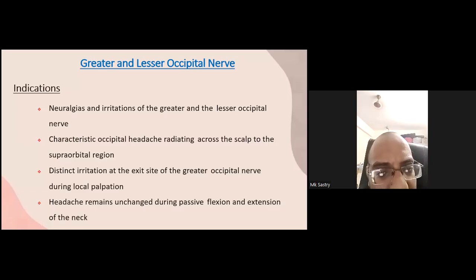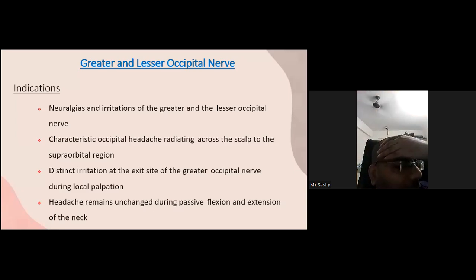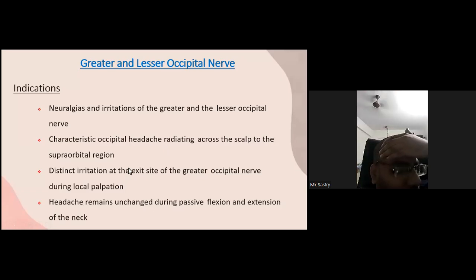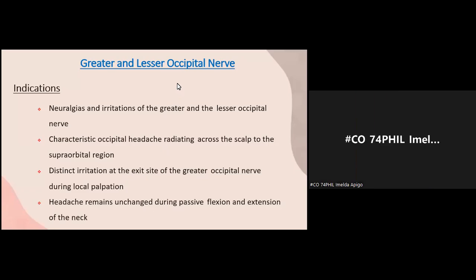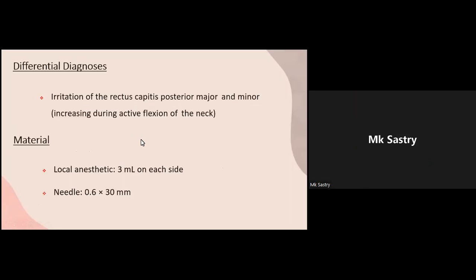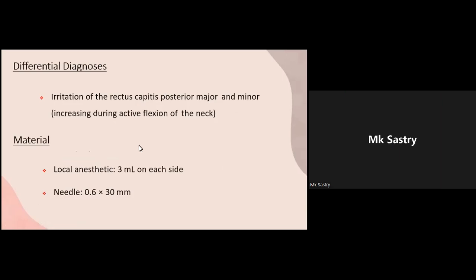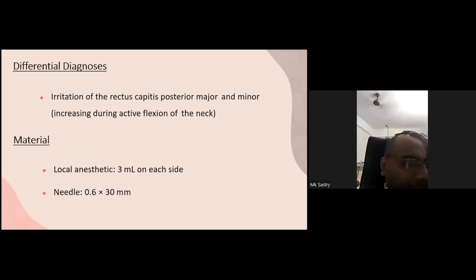The characteristic is the occipital headache irradiating to the scalp and the suborbital region. From here you will get the pain and it will radiate like this, to the orbital region. And from flexion to extension of the neck, if you do this, the pain will change. If you do this, you get different types of headaches. And understand, 80% of headaches are caused by cervicogenic problems. Am I clear?